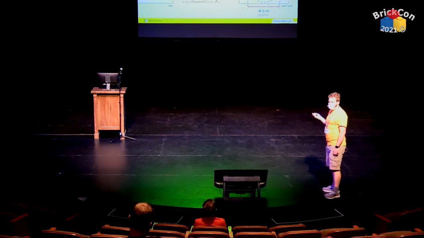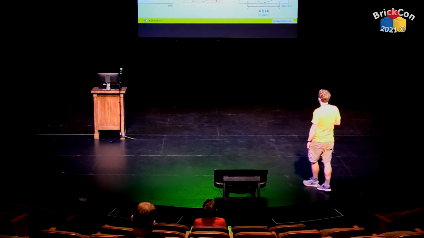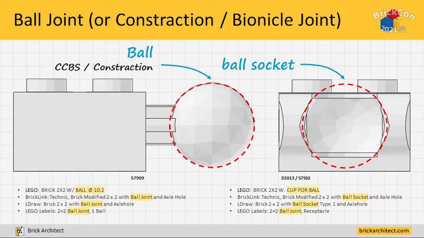The nice thing about this ball compared to the toe ball is that it's a bigger connection point and it's a more rigid connection, so you can use it for bigger models. Naming here gets a little bit funny because of the terminology used within the part names, but also the practical usage, because this is also called the construction joint or the Bionicle joint or the CCBS, which is constructible building system.